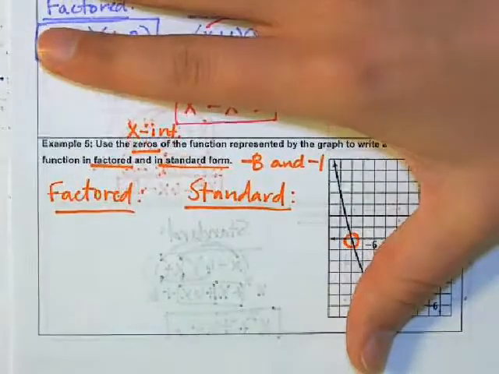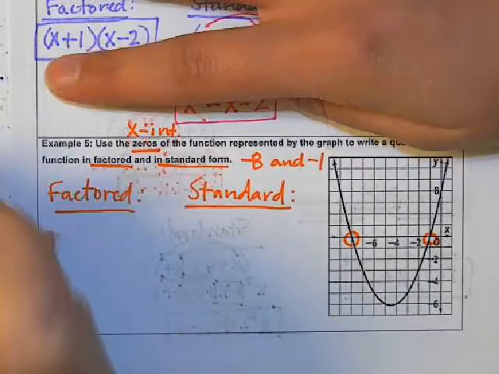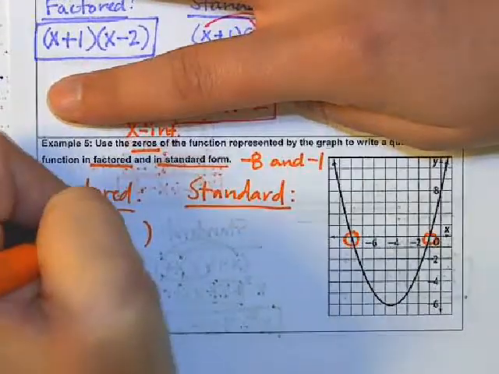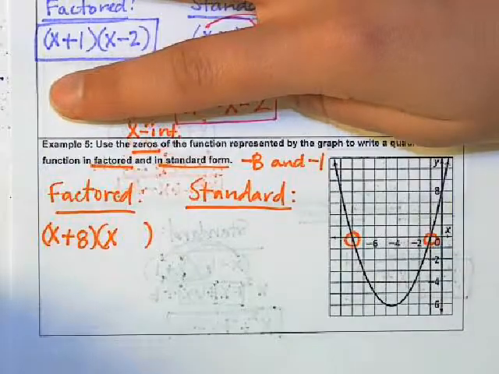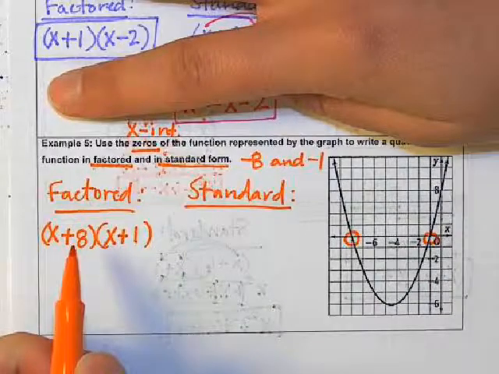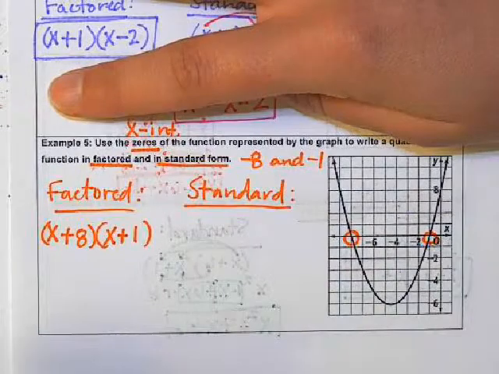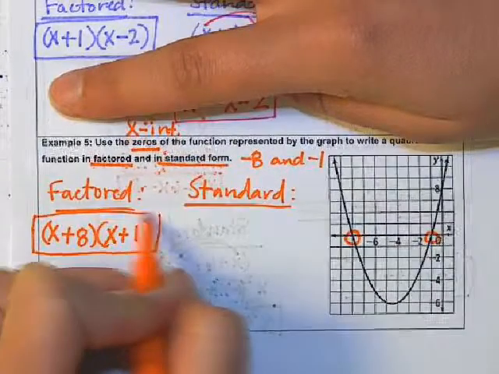Okay, factored. How does that have to look? Parentheses. And what goes first in your parentheses? X and x. -8 becomes +8. -1 becomes +1. Do you understand what I mean when I said you could put the 1 here and the 8 here? It doesn't matter. You should still get the same answer. So there's factored form.